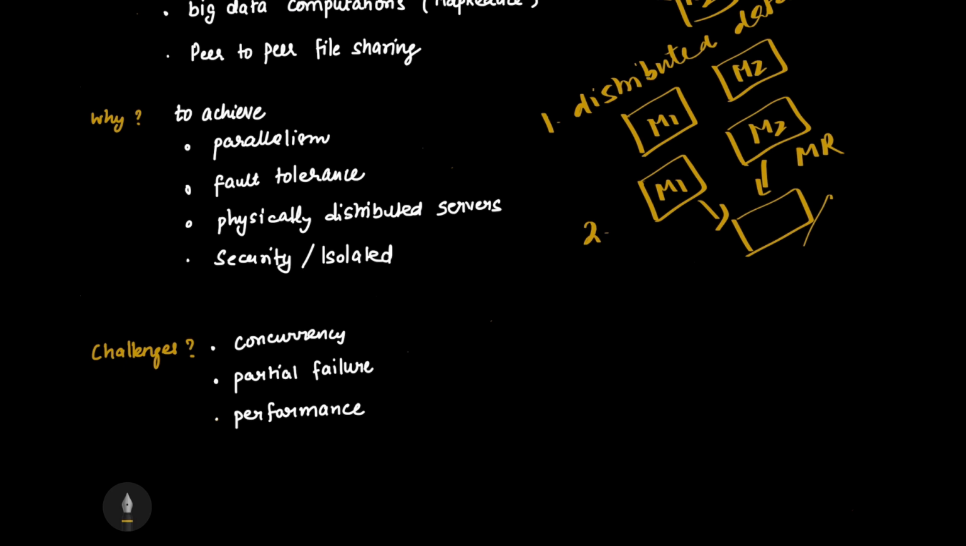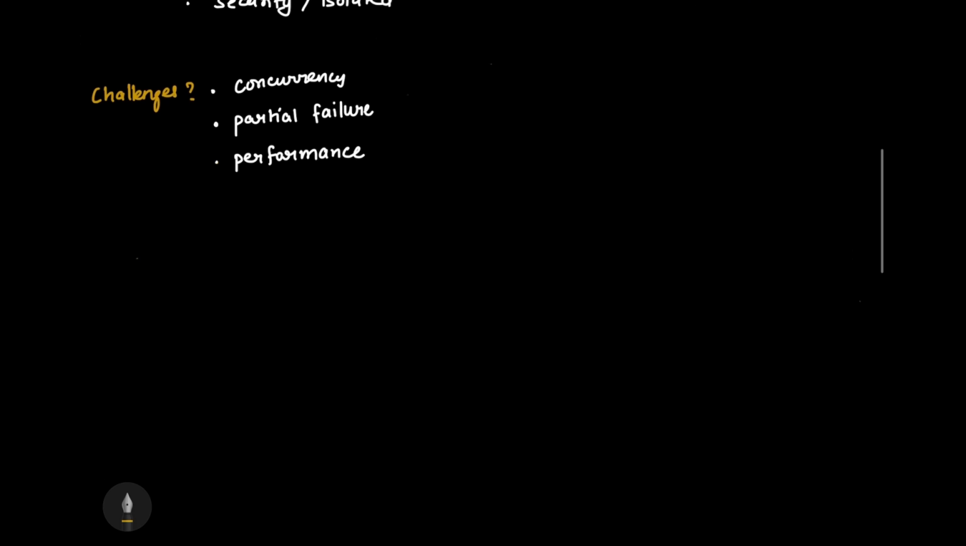Now there are different challenges that come with distributed systems. One of them is concurrency. Another is partial failure and the performance. We'll talk about this in later sections.